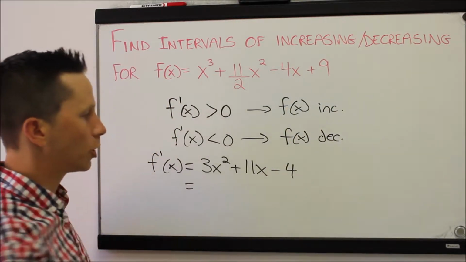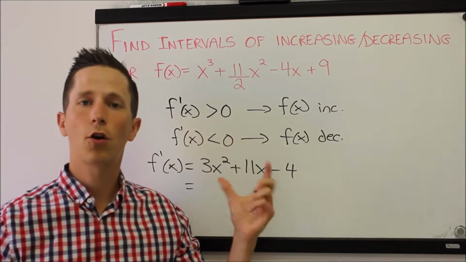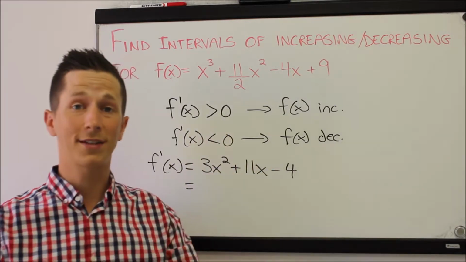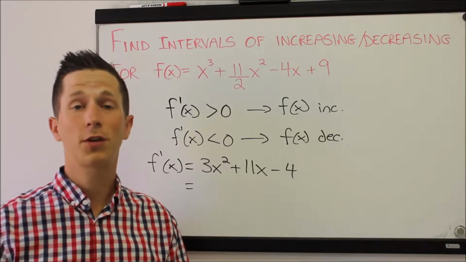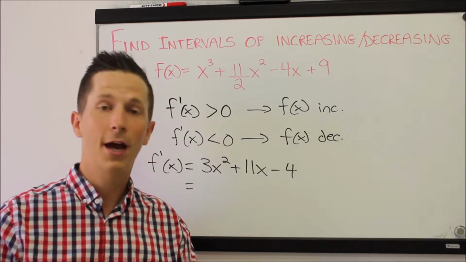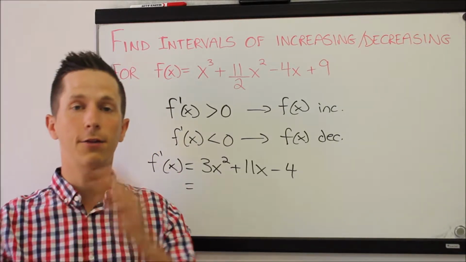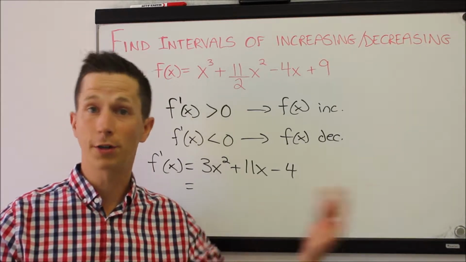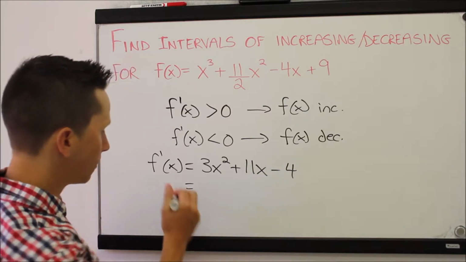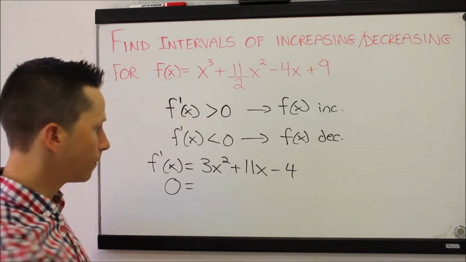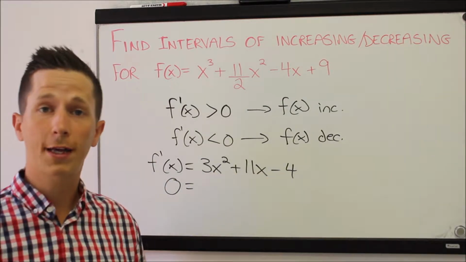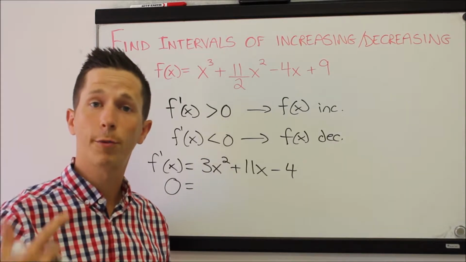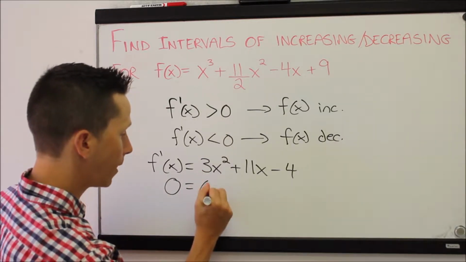So this is a quadratic. Because I want to know where it's greater than 0 and where it's less than 0, I first want to set it equal to 0. And then we can test on either side of those points where it equals 0 to determine where it's positive and where it's negative. So I'm just going to set the first derivative to 0. And whenever we have a quadratic equal to 0, we can either use the quadratic formula or factor. So I'm just going to go ahead and factor.